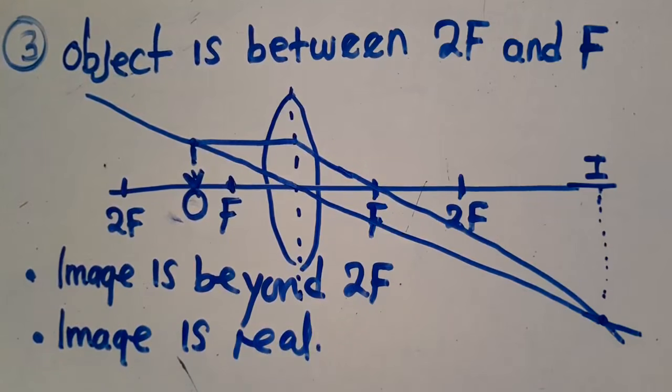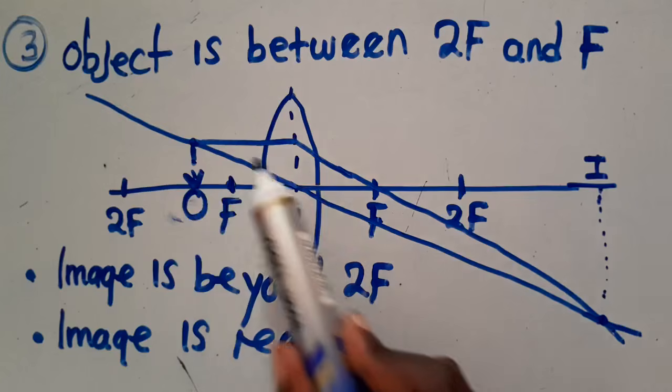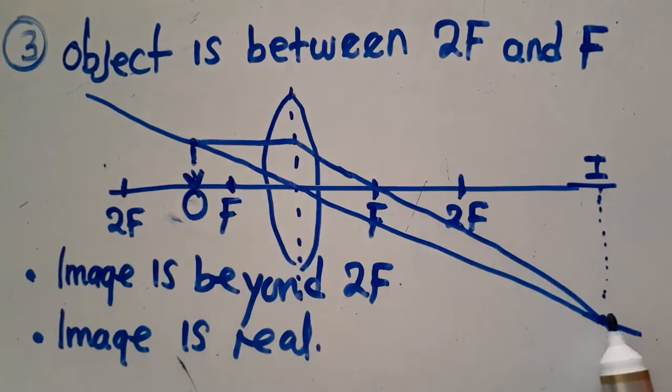How did I know that the image is real? Earlier on, I said that when an object is placed beyond the focal point of a convex lens, a real inverted image is formed on the opposite side of the lens. This is what I said. Have you seen where the object is? Opposite side of the lens, this other side. So beyond the focal point, meaning that the image here is the inverted real image.